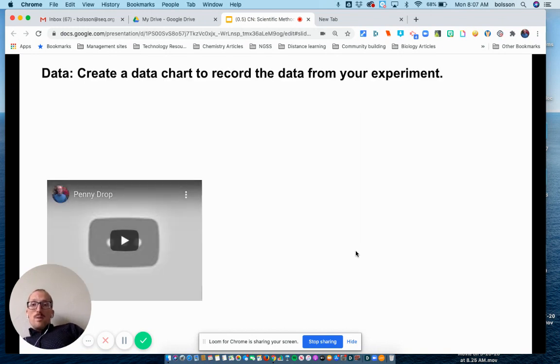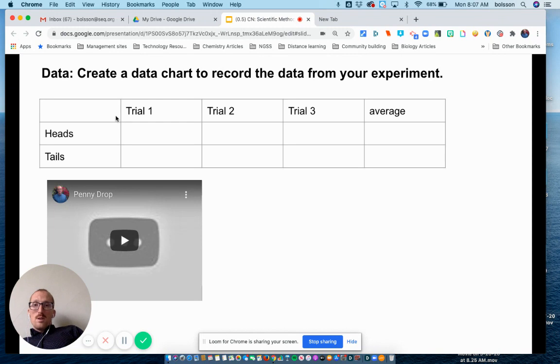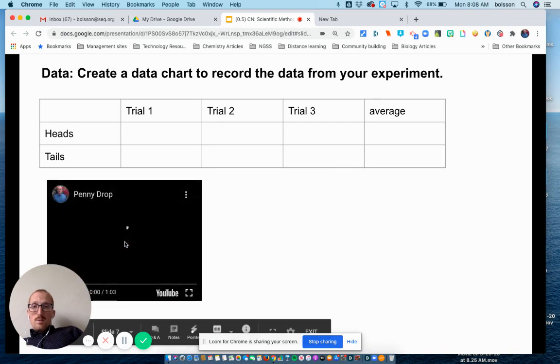Okay, so now we need to have some sort of a data chart to record data from this experiment. So I'm going to actually do this experiment 3 times and find the average, okay? So here's a picture of what I did in this experiment to try to test it.